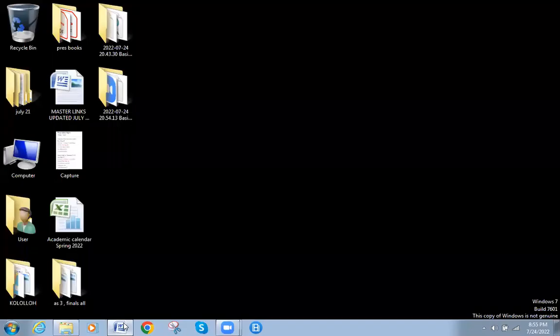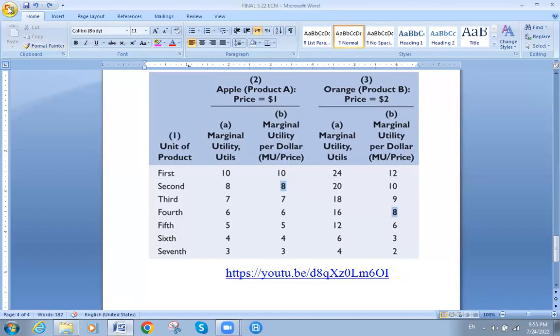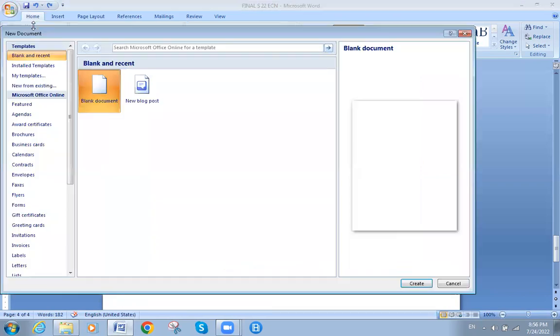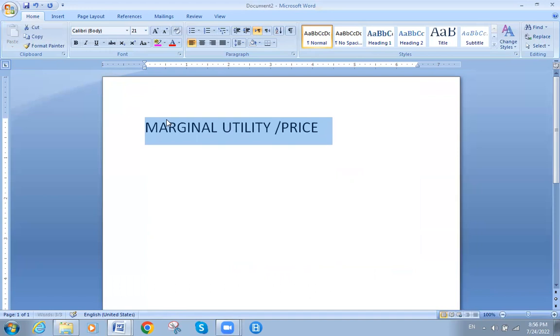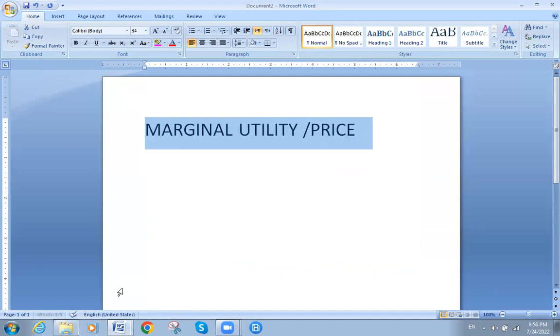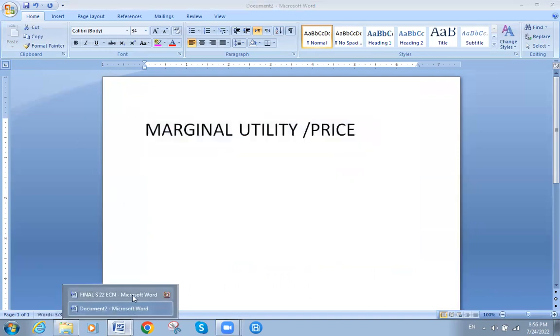What we will do here, I will just draw it for you guys. I will take the marginal utility divided by the price for each unit. Marginal utility divided by the price. Like you see here in front of you now.